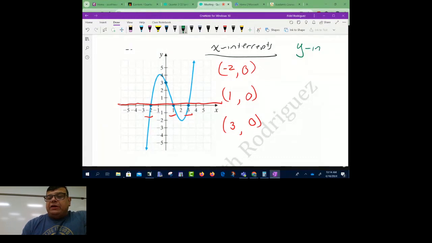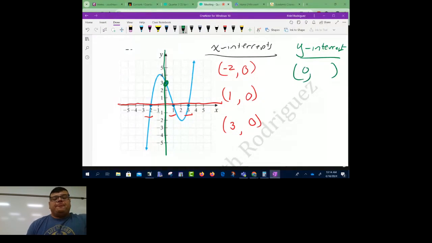Let's see if we can find our y-intercept, okay? So y'all remember, here's my y-axis. So that's the point that I'm looking for. I gave you a hint. First number is always 0. This number here, y'all, is 3, okay? And that's how we find those x-intercepts and those y-intercepts, okay?